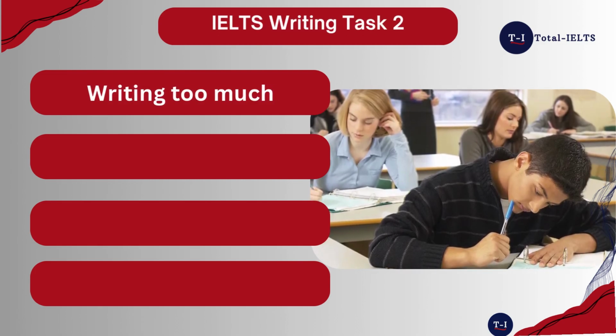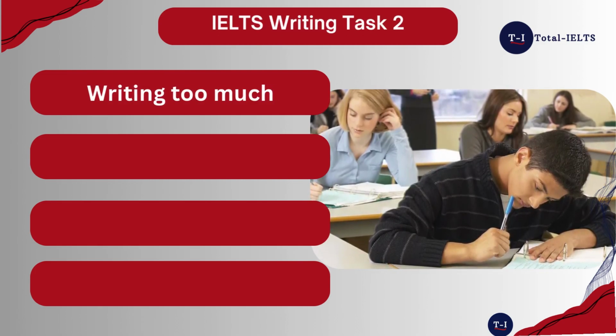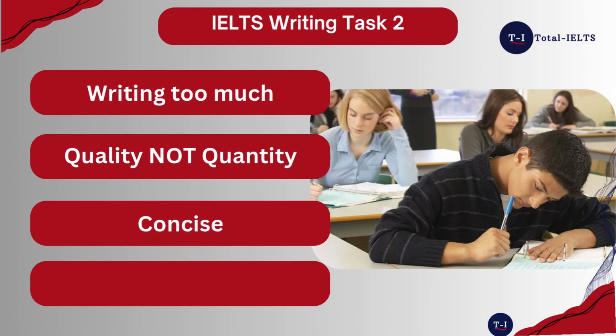A mistake usually made by students who've already achieved a high writing band score, such as band 7, is writing too much. Remember that it's quality, not quantity, that impresses examiners. The key word to remember is concise. Keep it concise. And the dictionary definition of that is short and clear, expressing what needs to be said without unnecessary words.